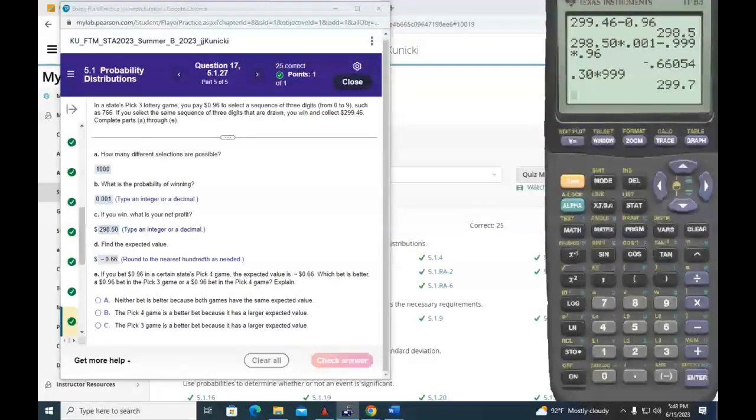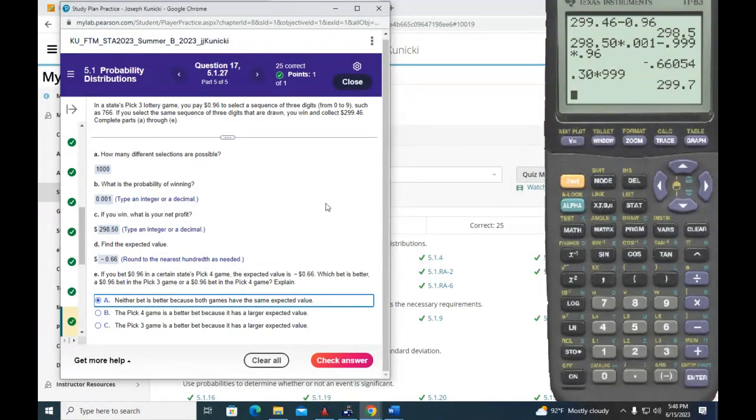The last question is, if you bet 96 cents in the state's pick 4 game, this was the pick 3 game, and the expected value is the same as we just had, which bet is better, the pick 3 or the pick 4? It doesn't matter. Your expected value is the same, so they're the same game.